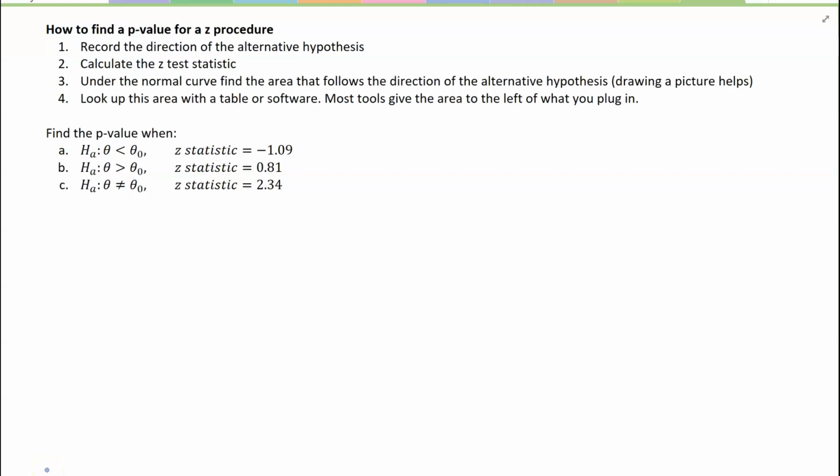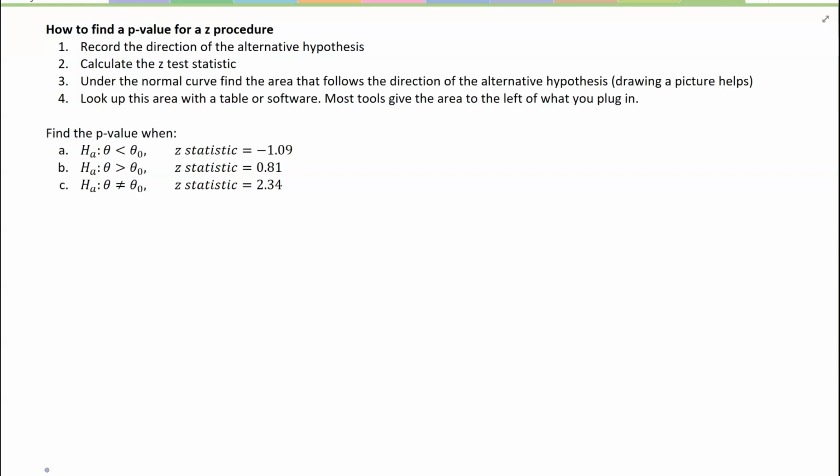This video is intended to help you find a p-value for any z procedure. I promise you, if you're having trouble with this, there is a systematic way that does make sense on how to find your p-value. So the first thing is you want to record the direction of your alternative hypothesis.